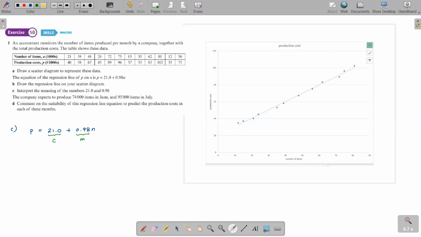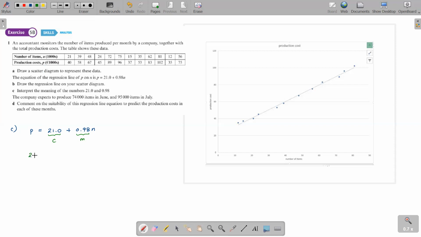And by the way, don't say 21. Your y, the production costs, are not just in these units, but they are in thousands, right? So guys, you have to give that in the proper unit. Say it in the proper units. It's not 21, but 21,000 pounds, right, guys? So what can you say here?